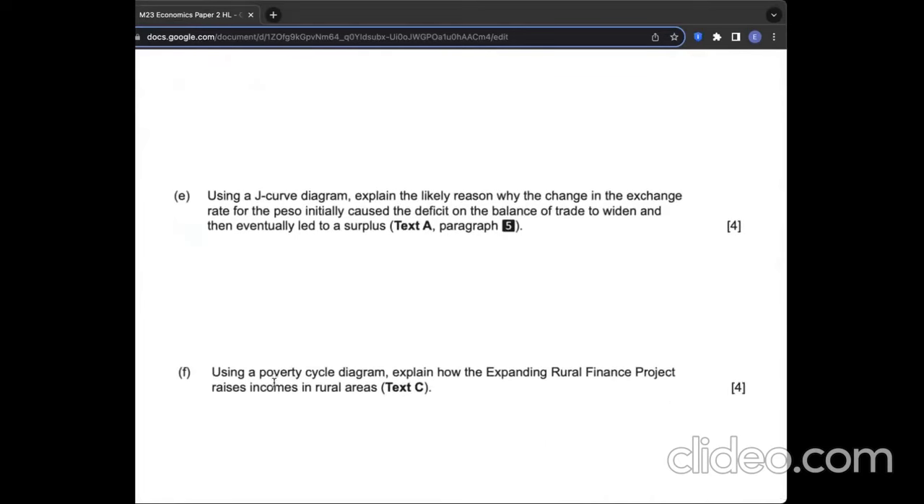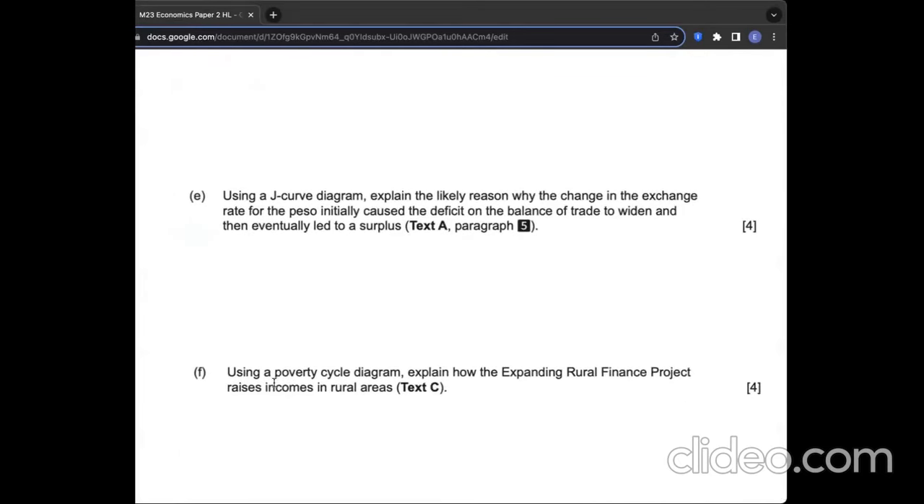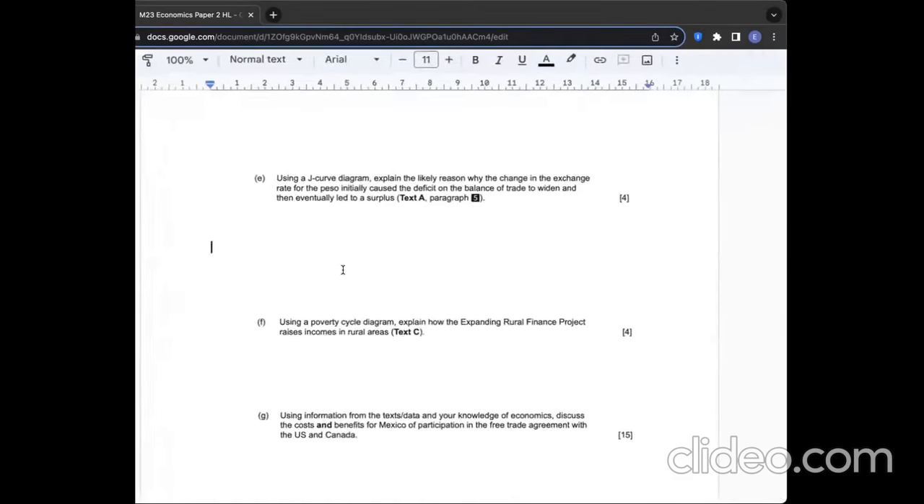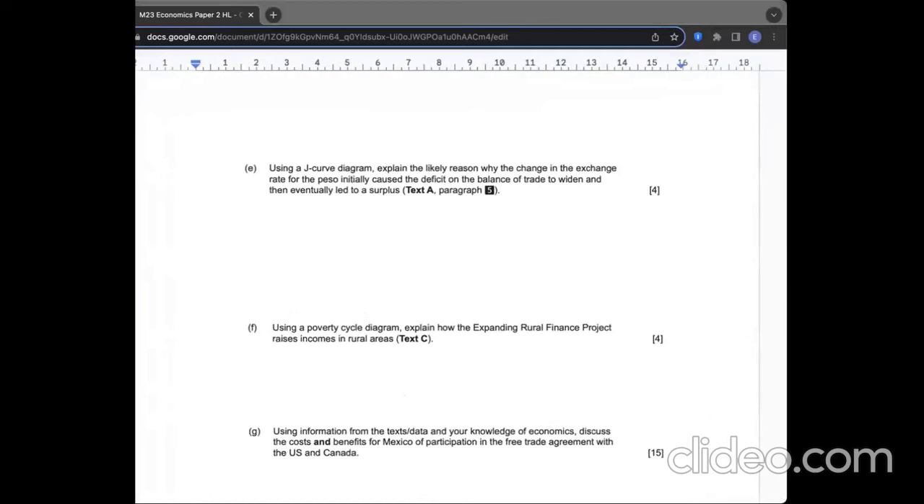Now question E, using a J-curve diagram, explain the likely reason why the change in the exchange rate for the peso initially caused the deficit on the balance of trade to widen and then eventually led to a surplus. Okay, let me bring the J-curve first and then explain the rest of the ideas.